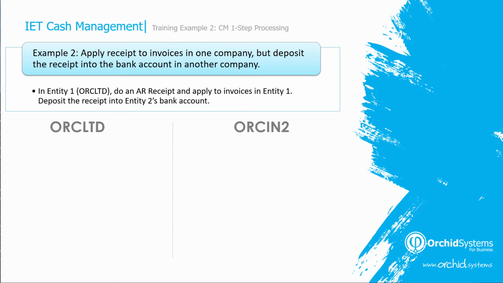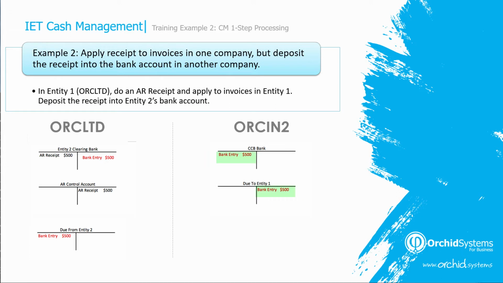So in Orc Limited, when we apply the receipt to the invoices, it's going to debit our clearing bank account and credit AR. And then when that transaction posts, we're going to get a bank entry to clear our clearing bank account and an entry in the due from entity 2 in entity 1's books. And in entity 2, we're going to get the deposit happening. So debit to the CCC bank and credit to the due to entity 1 loan account.